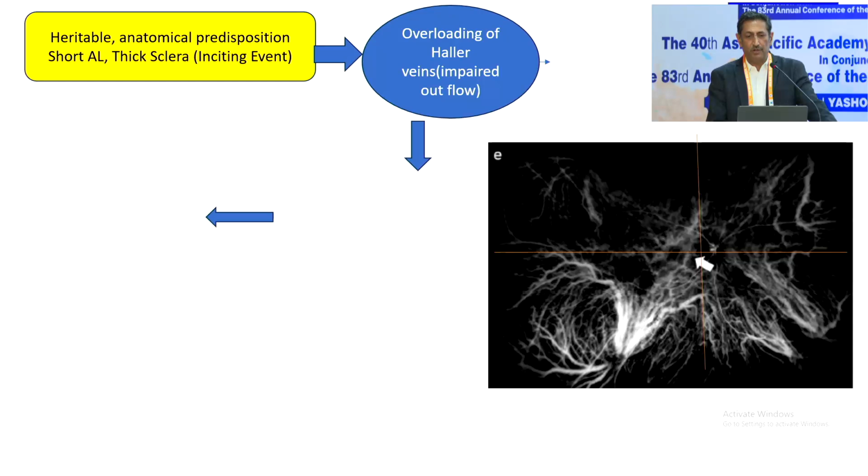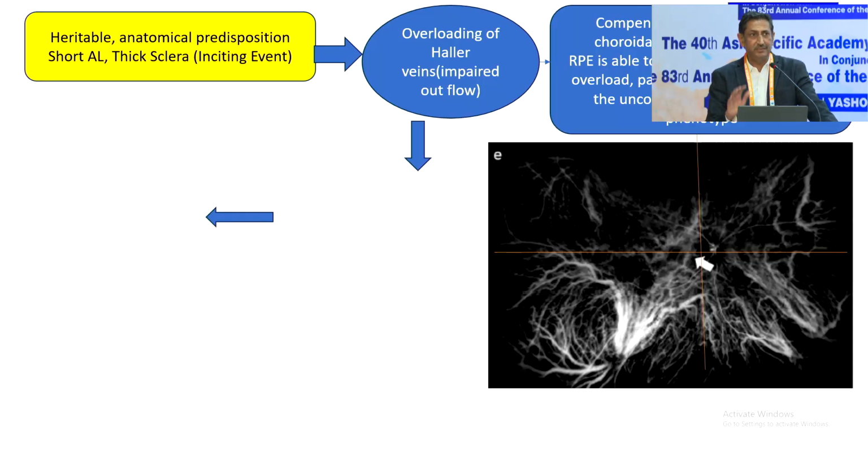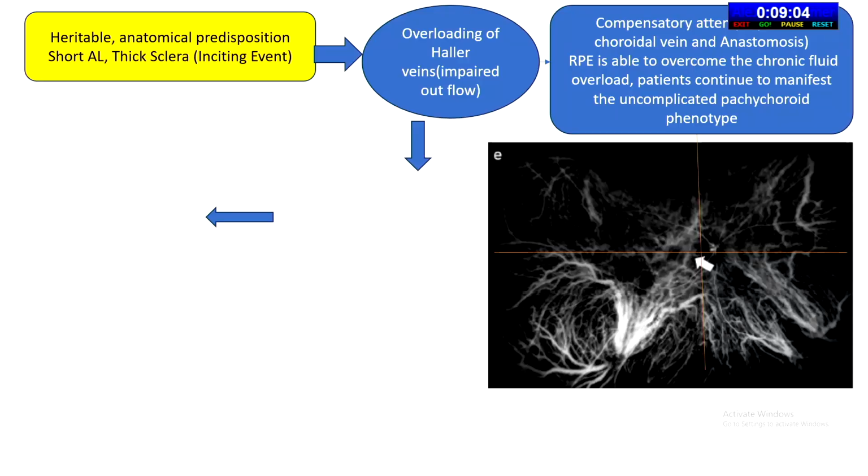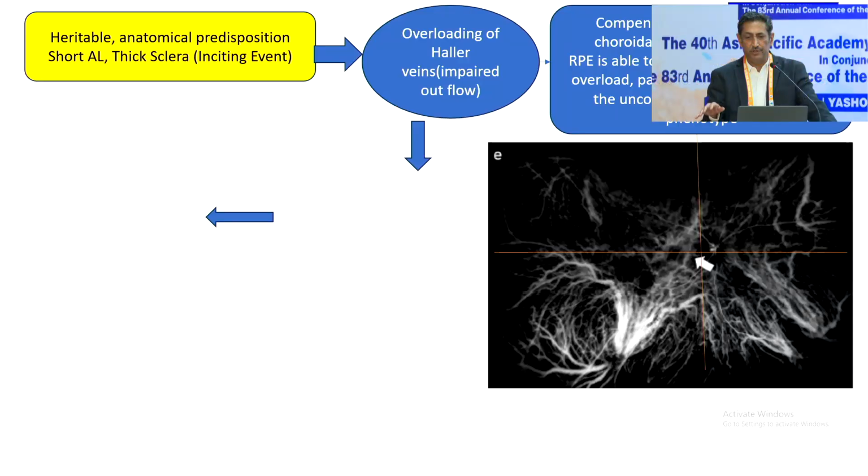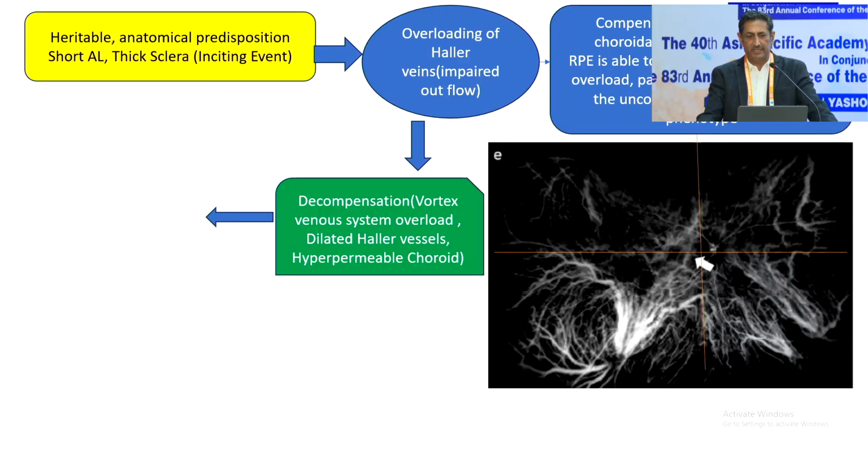So there could be overload of the Haller veins, and then there is a compensatory mechanism that sets in, and the RPE is able to overcome the chronic fluid overload, and these patients may not progress further. So we don't know what really triggers some patients to develop symptoms and signs. And once it is not able to compensate, there is a decompensation. You can get dilated Haller vessels, and then the overlying Sattler's layer and the choriocapillaris get affected.